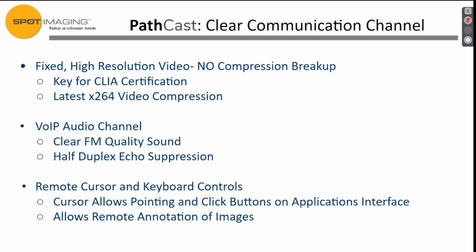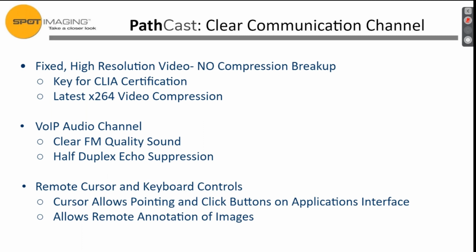And so what we've provided you with is a fixed high-resolution video, and we've made sure that it doesn't go into compression breakup. It's solid, clear imaging. This is key for your CLIA certification, because I don't know how anyone's getting a CLIA certification if the resolution of the data that you're trying to look at is always changing. It's pretty tenuous at that point. It uses the latest X264 video compression, so it's not a heavy load on the network, and that helps you have very high frame rates.